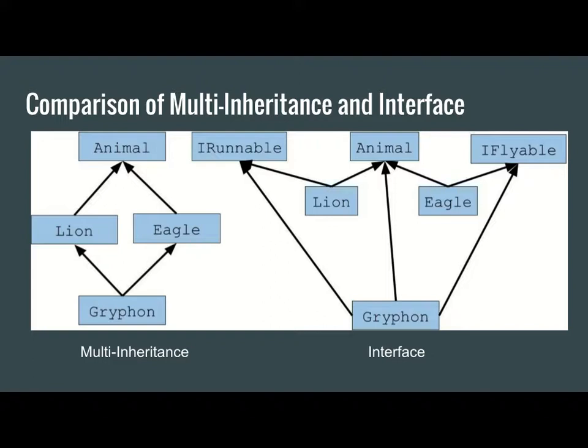So in this picture, every class only inherits from one animal class, and they just implement different interfaces. Therefore, they behave a little bit differently, which makes them look like they inherit from different classes.